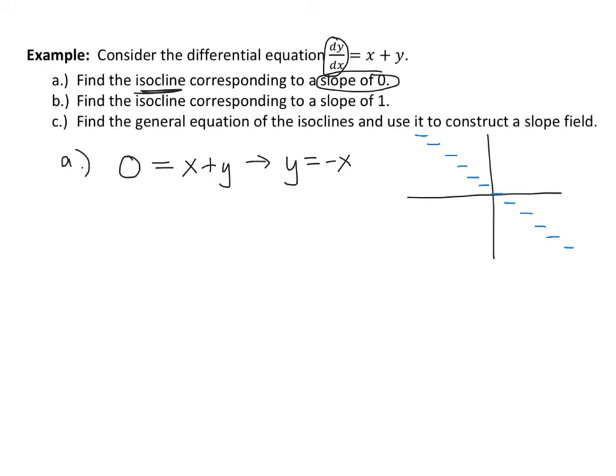So similarly, we can go back for part B of this and say, all right, find the isocline corresponding to a slope of 1. So that would be 1 equals x plus y, which would mean that y is negative x plus 1. And so, hopefully we're seeing where this is going. I know what the line y equals negative x plus 1 should look like. It's just going to be the same line shifted up by 1, right? So along that line, I'm going to have a bunch of slopes of 1.